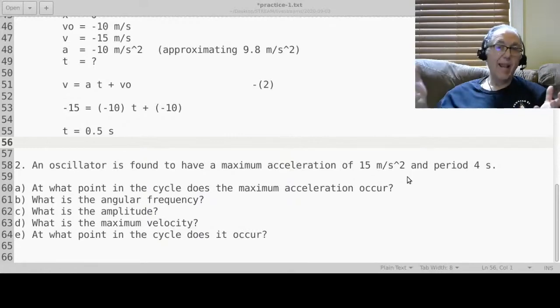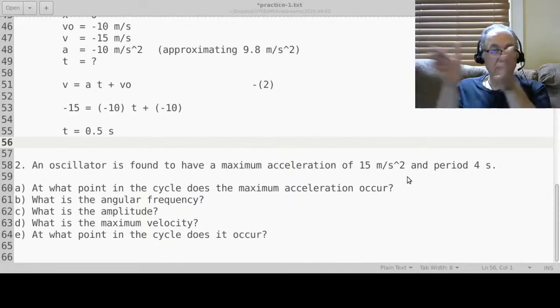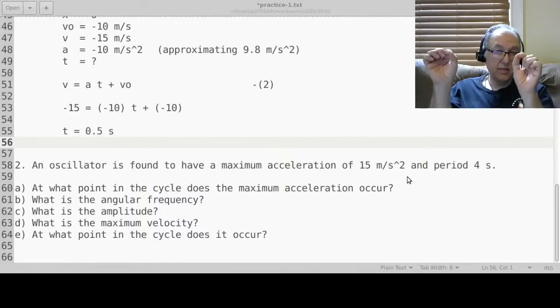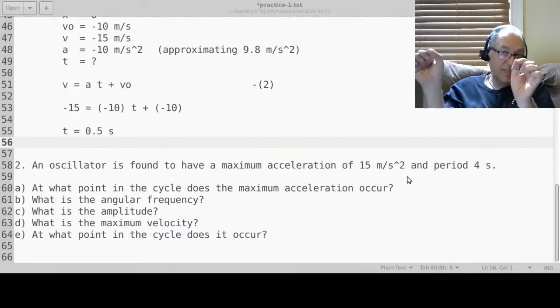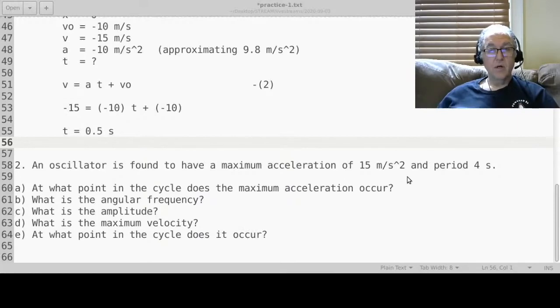One last thing before we jump into the problem. When it oscillates back and forth, it undergoes maxima. Maximum displacement happens at the endpoints, obviously, because that's what amplitude means. Maximum velocity: if it stops at the endpoints, that's zero velocity, so the maximum velocity happens in the middle, and the maximum acceleration happens at the endpoints. So maximum acceleration at the endpoints, maximum velocity in the middle, and maximum displacement at the endpoints by definition.